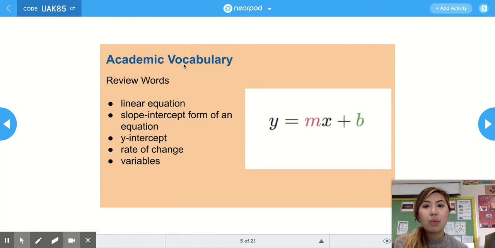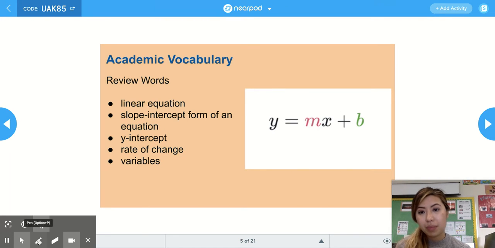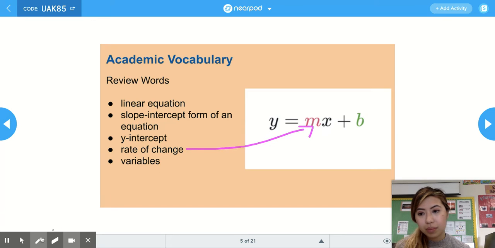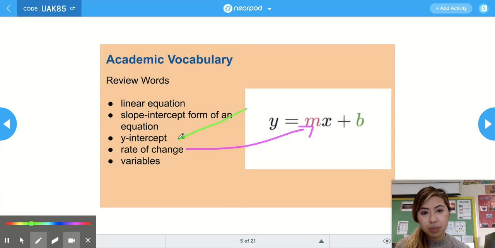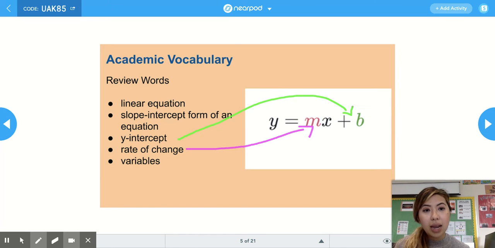Some academic vocabulary words for today are linear equation and slope-intercept form of an equation, which both refer to the equation y = mx + b. Our y-intercept is our b, and our rate of change is our m. And x and y are our variables. Our variables represent numbers, and they can be any letter.